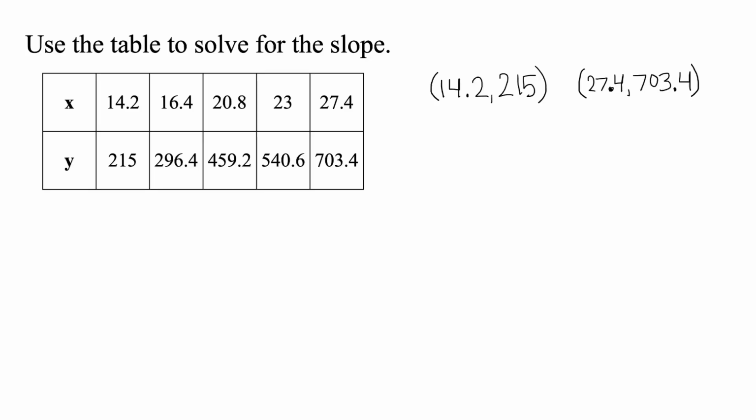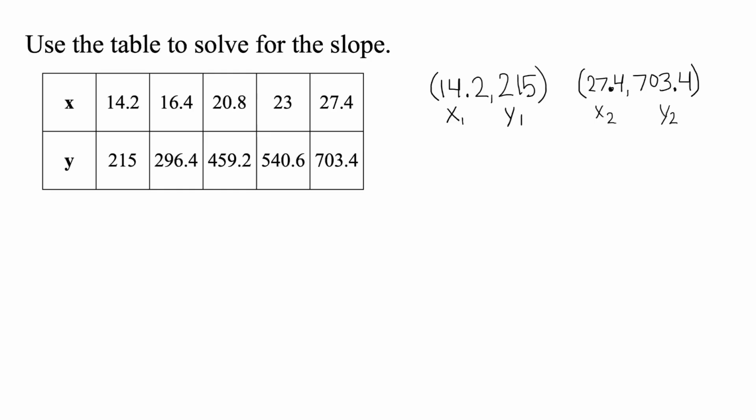Another ordered pair is 27.4, 703.4. Next, label the x and y values. The first ordered pair is labeled x sub 1, y sub 1. The second ordered pair is labeled x sub 2, y sub 2.